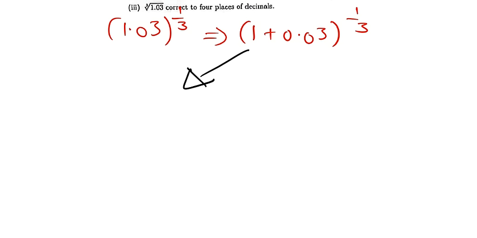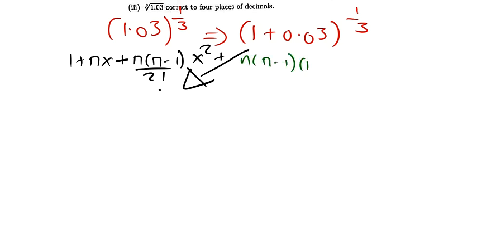Don't forget our formula, 1 plus nx plus n(n minus 1) over 2 factorial x squared plus same trend. Now introduce an extra term, it becomes 3 factorial plus. If you're having issues remembering this formula, watch our introduction video. I explained how you can easily remember this formula. Okay, let's proceed now.